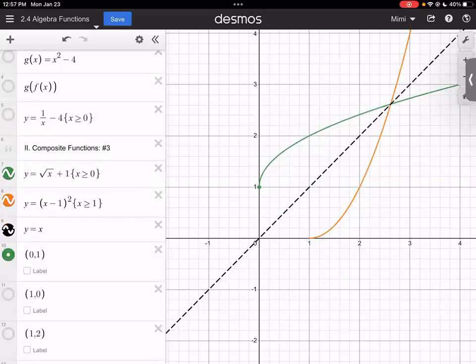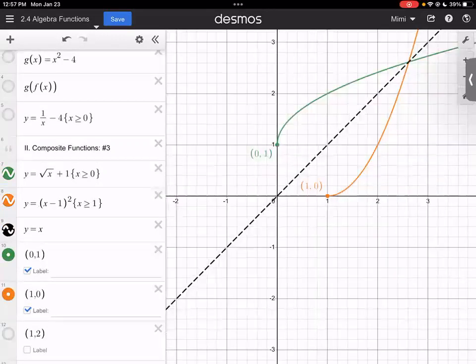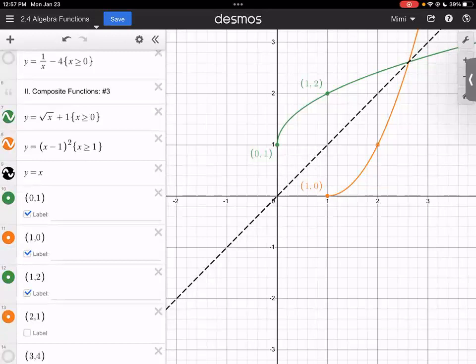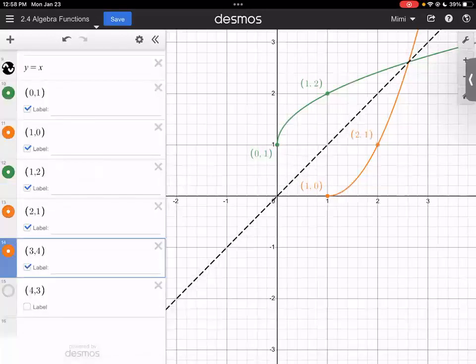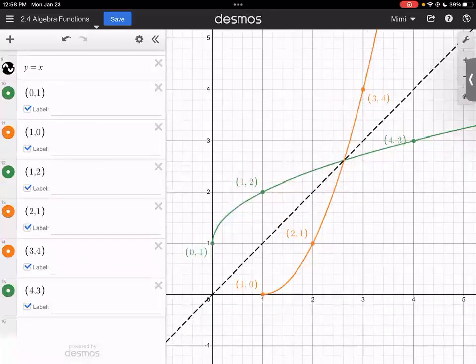There's 0, 1, and then 1, 0. Are they x and y switching? 1, 2 for green, and 2, 1. Look at that. They are mirror images of each other. One more point. 3, 4, and 4, 3. Well, it's all the way up here, but you can see the range and domain are switching. So for inverse functions, what do you see? They are symmetric about y equals x. What else? Domain and range are flipping, switching.